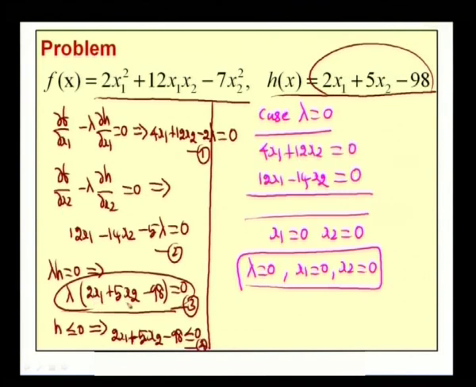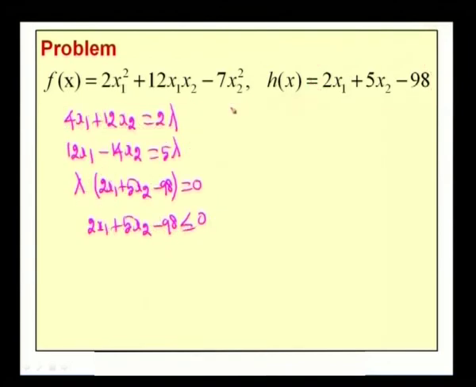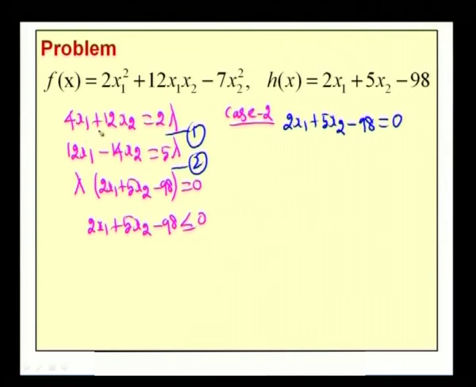Suppose 2x1 plus 5x2 minus 98 equal to 0. So, our case 2 is the equation 2x1 plus 5x2 minus 98 equal to 0. Now, for this case, we make use of equations 1 and 2. Equation 1 is 2 lambda equal to 4x1 plus 12x2, and equation 2 is 5 lambda equal to 12x1 minus 14x2.